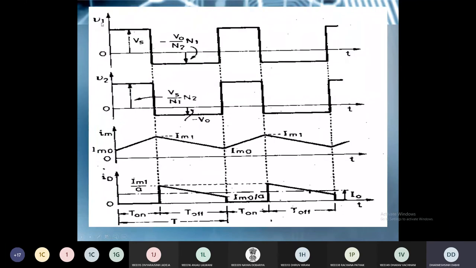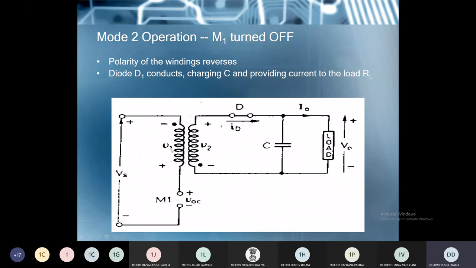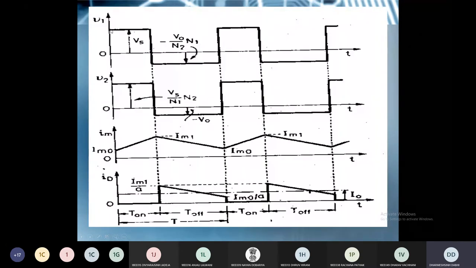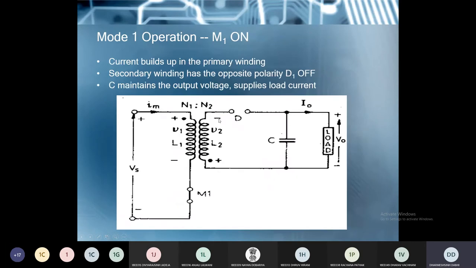This V1 is the primary winding voltage, V2 is the secondary winding voltage, IM is the magnetizing current flowing into the transformer, and ID is the current flowing into this diode. So in the first half time, when your switch is in on condition, the primary side voltage is Vs, same as the supply. At that time the voltage across the secondary side is the supply times the transformation ratio N2/N1. So this is V2, the secondary side voltage, but with this polarity, here it is positive voltage, but as per the dot convention you can see negative at the upper terminal, positive at the lower.